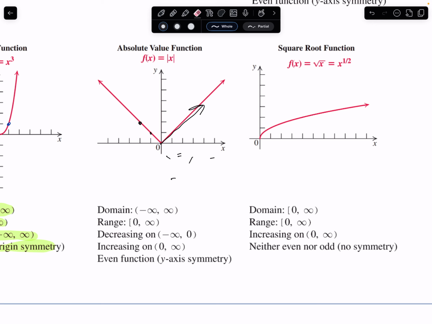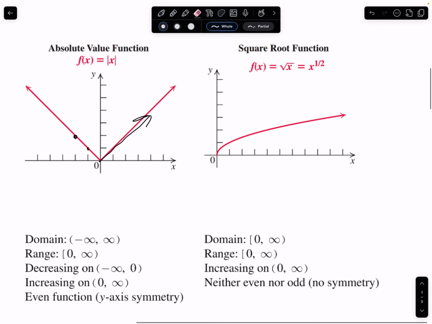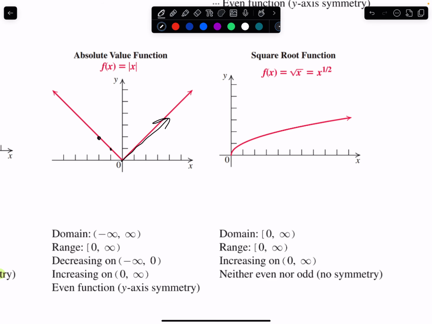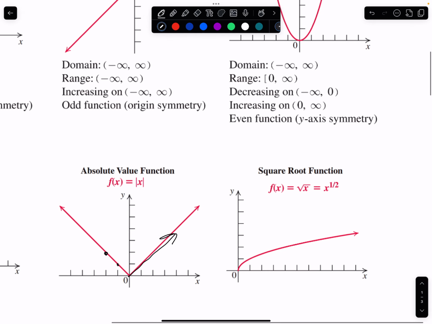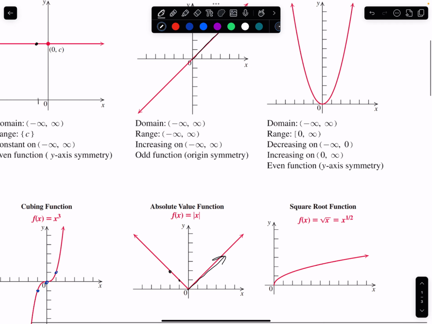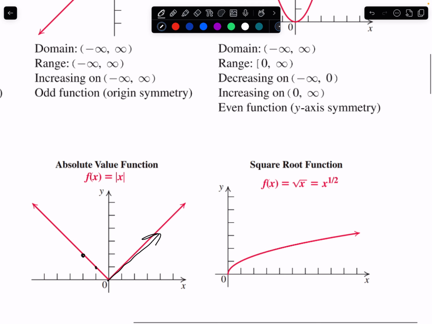Okay, one more in this first video. Square root function. Another one of our friends. One thing I'd like you to notice about the square root function is that its shape is very similar to the squaring function, and that's not by chance. That's because they're related, right? If you square the square root, you get back to the original. So these guys are very similarly related.